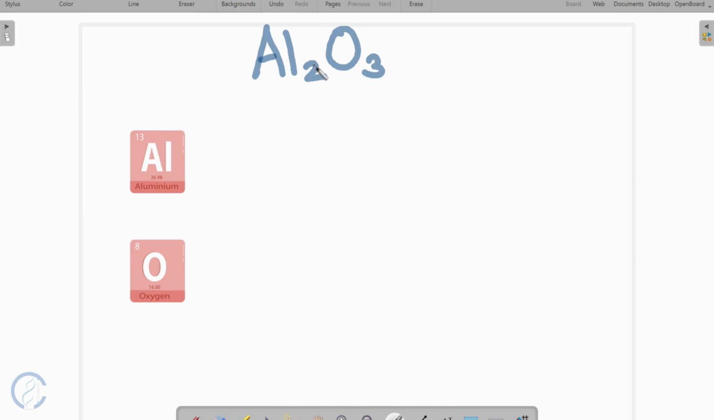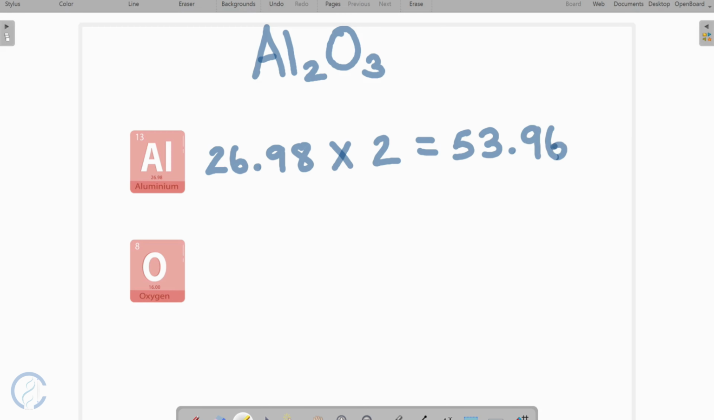In aluminium oxide, there are 2 atoms of aluminium and 3 atoms of oxygen. The relative atomic mass of aluminium is 26.98, and that of oxygen is 16. The relative atomic mass of the aluminium will be calculated as 26.98 times 2. Again, we multiply by 2 to account for both atoms of aluminium in the formula. That gives us 53.96.